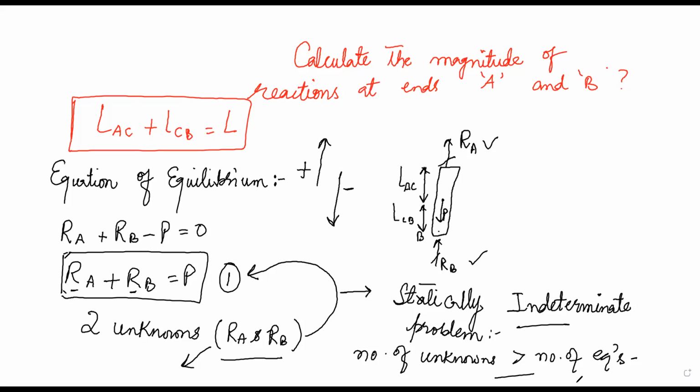In order to solve this type of statically indeterminate problem, we have to look for some other equations. At the end of the day, we have to enhance our equations. Enhancing our equations means that the real problem is that we are having two unknowns, RA and RB, and we are having only one equation. In order to solve this, we require an additional equation which we can use with this RA plus RB so that we get the value of RA and RB.